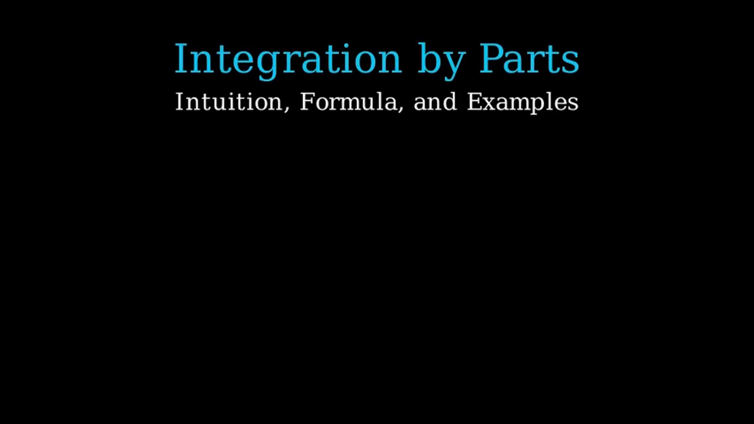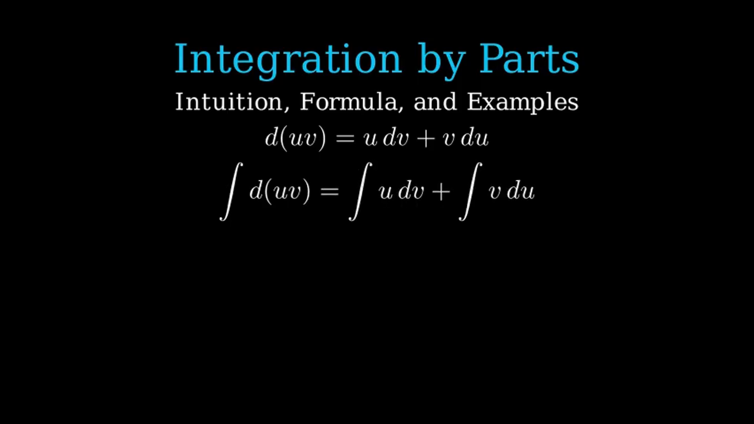Today we will learn integration by parts, an essential method for integrating products of functions. The idea comes straight from the product rule of differentiation. The differential form of the product rule says d of u v equals u dv plus v du. Now integrate both sides to connect differentiation to integration. Rearrange to isolate the integral of u dv, and we get the integration by parts formula.